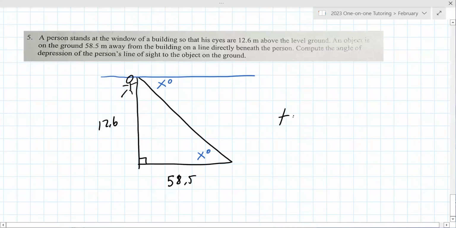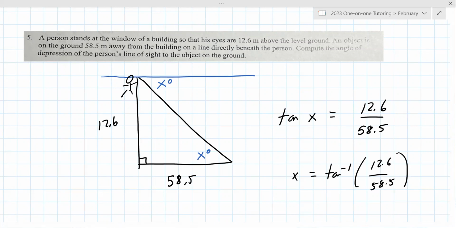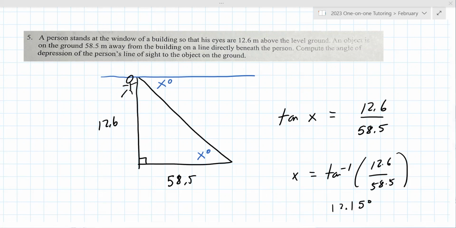Just because we're running out of time here, the tangent of X is 12.6 over 58.5. So X is going to be the tan inverse of 12.6 over 58.5, like that. And this one ends up being 12.15 degrees. All right.